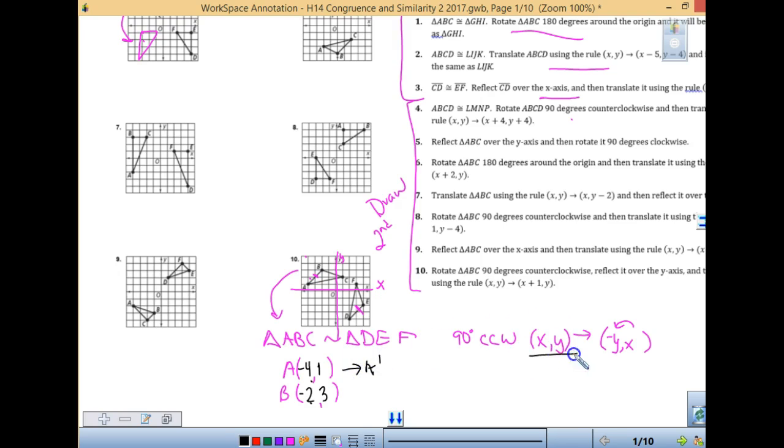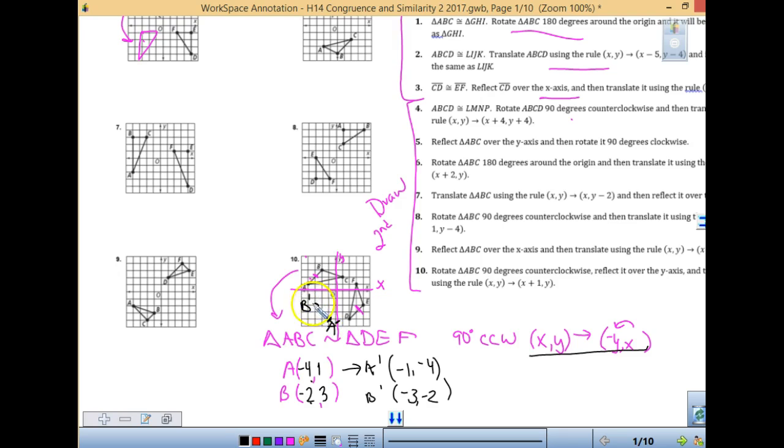If I'm going to use 90 clockwise, going this way, -1, -4. And if I was looking at B prime, Noah, I'd be at -3, -2. So let's see if this gets us closer. So AB, we're going to go to -1, -4. This is going to be my new point A prime. And -3, -2.